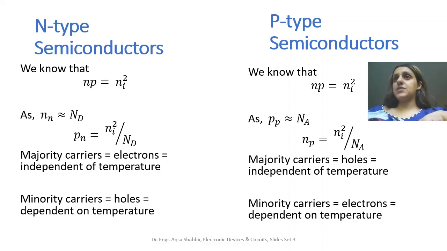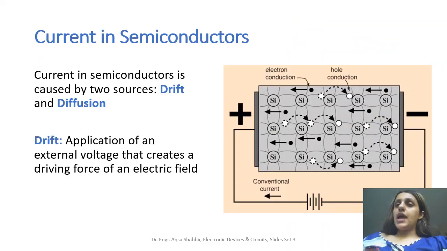Pretty much like n-type semiconductors, here the density of holes in a p-type semiconductor is the same as the density of holes donated by the acceptor impurity. And the density of electrons in a p-type semiconductor is equal to n_i squared divided by the density of holes donated by the acceptor impurity. Now, as semiconductors have two kinds of charge carriers, electrons and holes, similarly current in semiconductors flows due to two mechanisms.